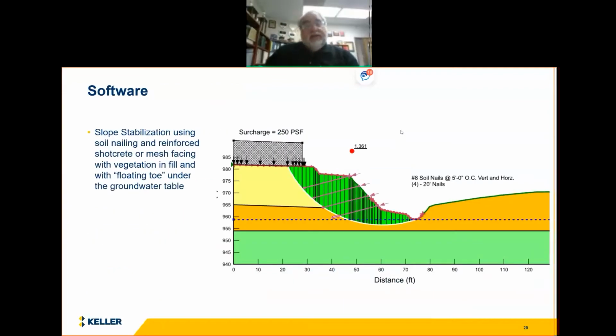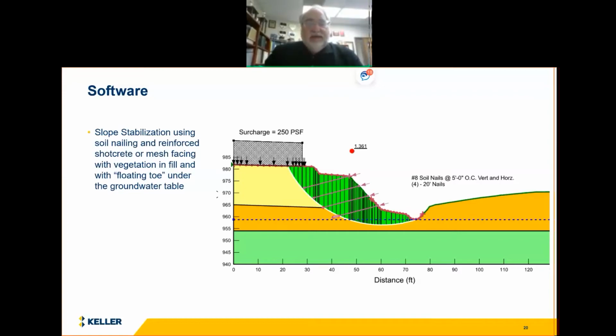So this is what the software results look like. This is nice. It's a graphical format. In this case, we're looking at a soil nailing problem adjacent to a building with a creek down below or a high water table. And so in this case, what we're doing is we're drilling in soil nails, the number 8 bars on 5-foot centers, 20 feet long, 4 rows. And the yellow material is a fill material where this building has been built on a significant fill.